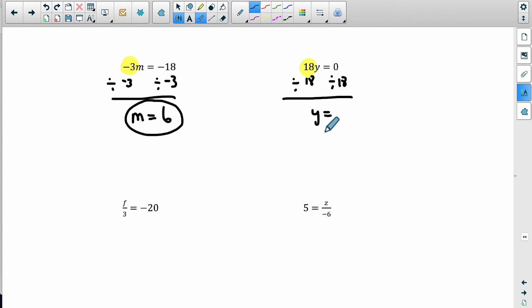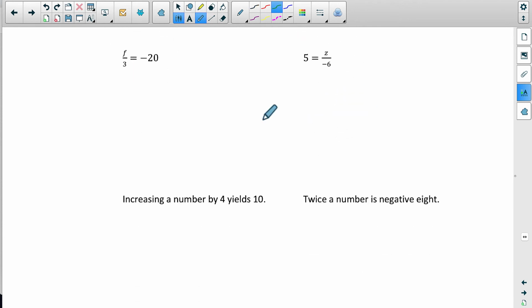0 divided by 18. 0 divided by anything is 0. I know you're nervous. You don't know if it's right. Try it. 18 times 0 is 0. We got it right. Okay, next.